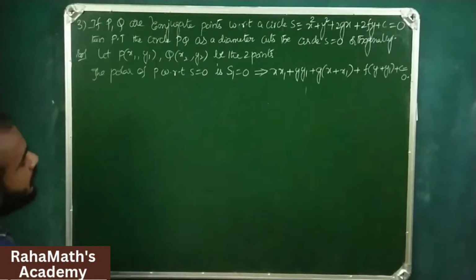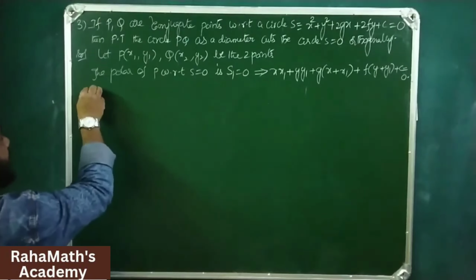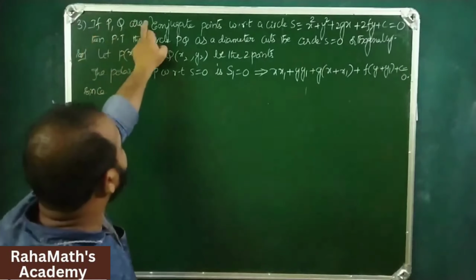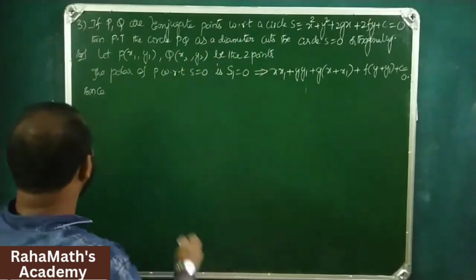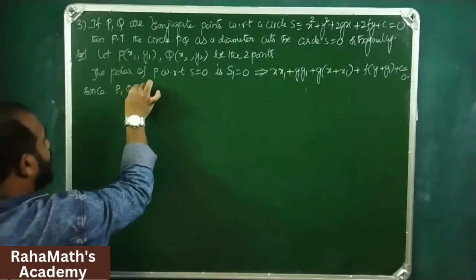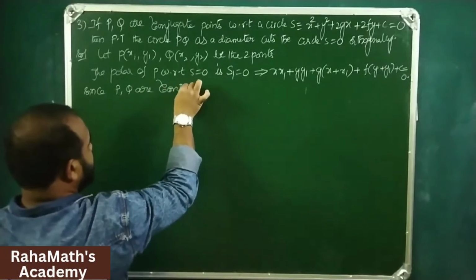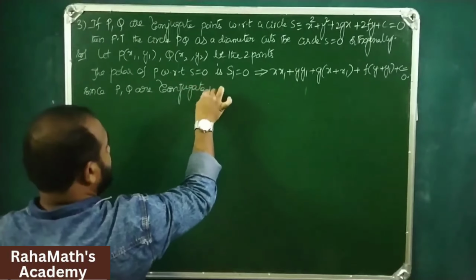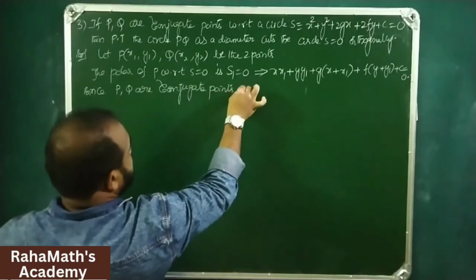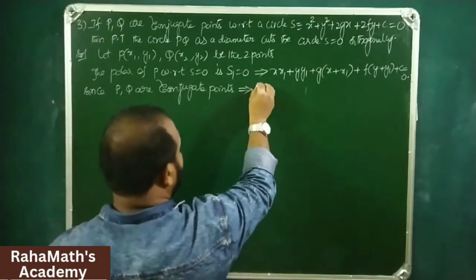Now, since P comma Q are given as conjugate points, this implies S12 equals 0.